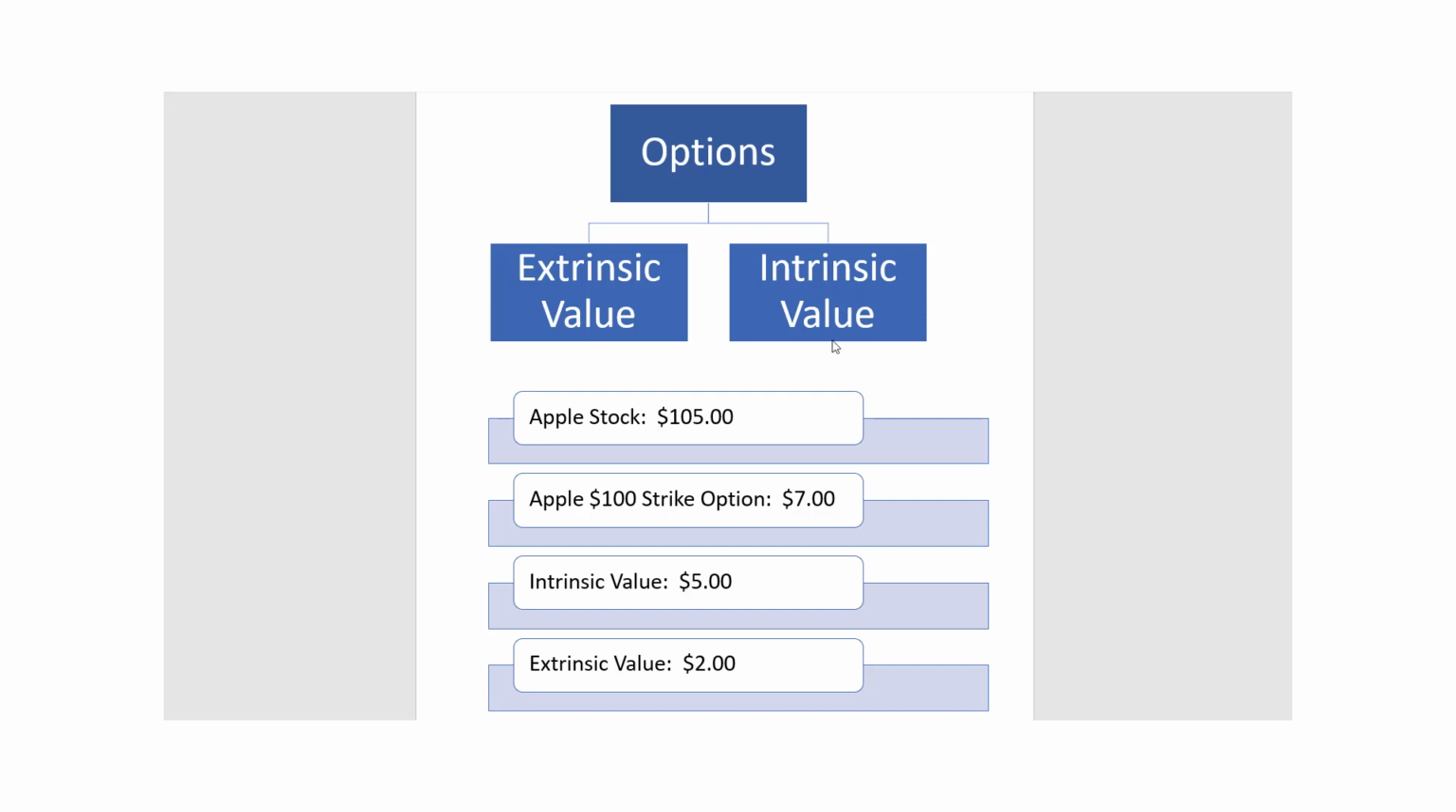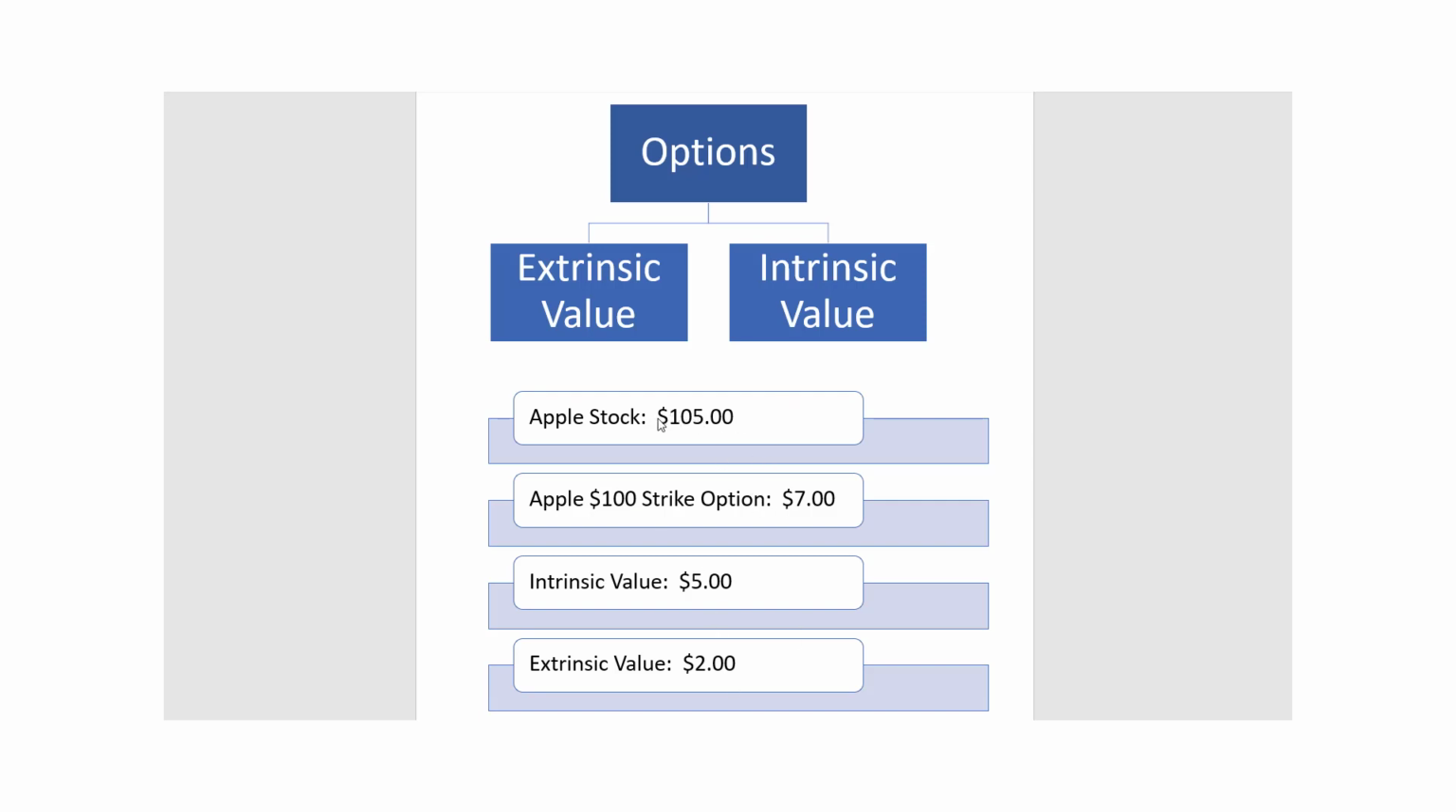To calculate it, you simply take the stock price for the underlying stock of that option and you subtract the strike price. And that gives you the intrinsic value. It can't be a negative number though. So if the stock price is below the strike price of the option you're considering, then the intrinsic value would just be zero. Here's an example.